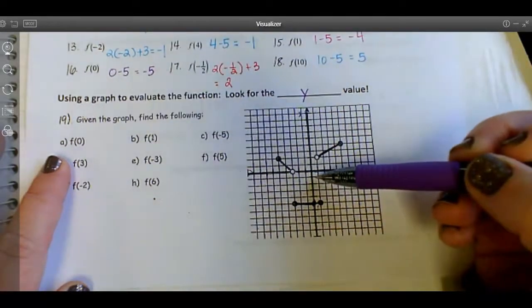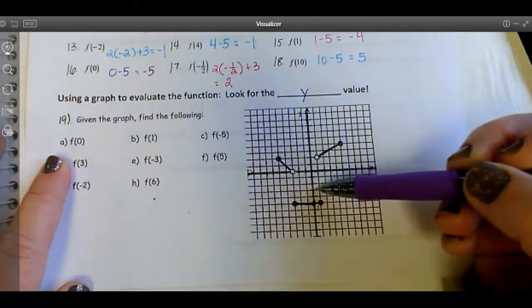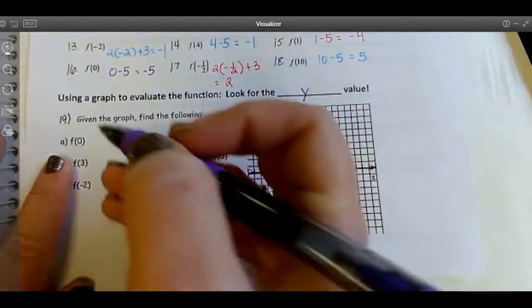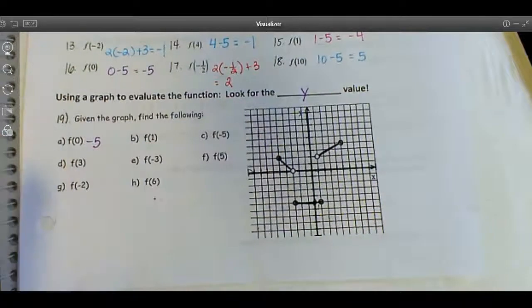And I just write down whatever the y is. Negative 1, negative 2, 3, 4, 5. So this one is negative 5. So you find wherever that function is all over the graph somewhere, and then you find it from there.